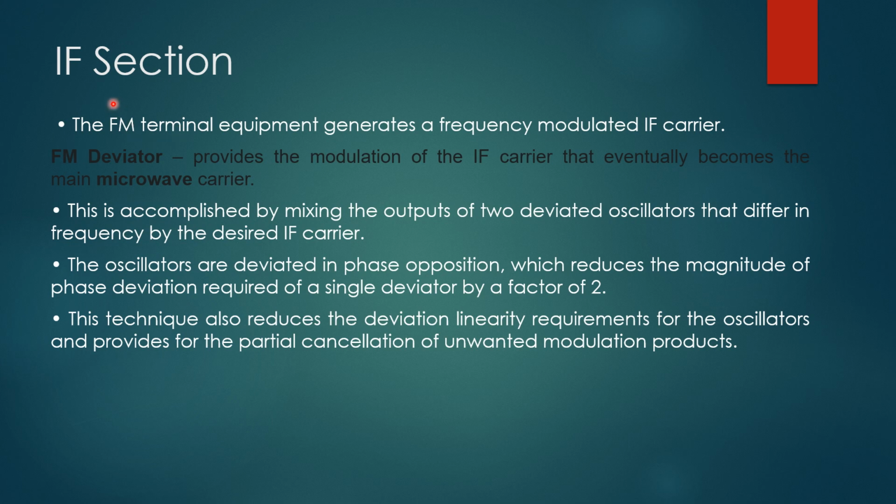Here we are using two FM deviators, which produce the modulation of the IF carrier, which will become our main microwave carrier. Since we have used two FM deviators, it will reduce the magnitude of phase deviation required of a single deviator by a factor of 2. So it is actually making the system simple by reducing the deviation linearity requirement.